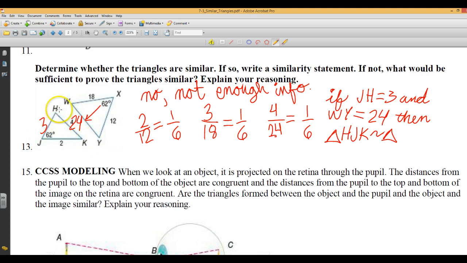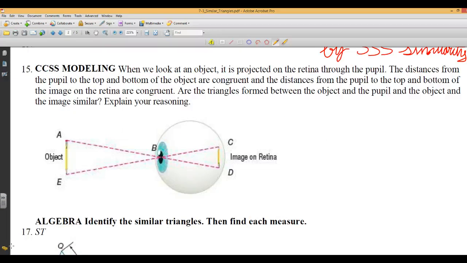So I'm starting with H here, and that is my middle length side going to the angle of 62. So my middle length side is 18 going to my angle of 62. So if I start with H, then J, then K, then I want to start with W, X, Y. So if JH is 3 and WY is 24, then triangle HJK is similar to triangle WXY by side-side-side similarity.